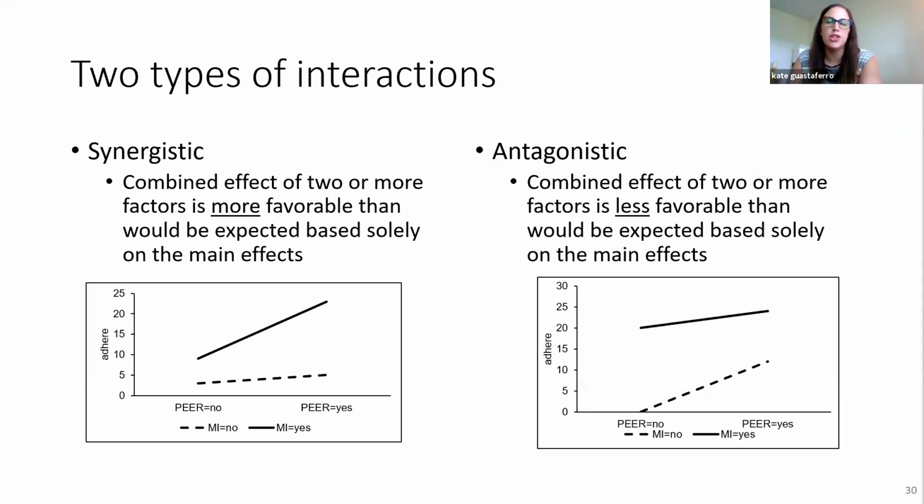When we talk about interactions, there are two that we're particularly interested in. One is the synergistic interaction. That's when the combined effect of two or more factors is more favorable than would be expected based solely on the main effects. In contrast, the antagonistic interaction is when the combined effect of two or more factors is less than you would expect based on the main effects alone. This is something that we don't estimate in the RCT. We can't. And that we're able to graph these things makes the factorial experiment really exciting in terms of optimizing the intervention.